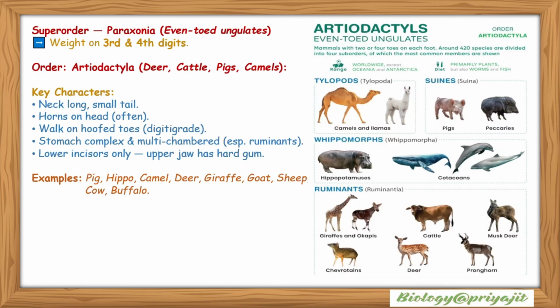Superorder Paraxonia, which is called the even-toed ungulates. Their body weight depends on the third and fourth digits. The order includes Artiodactyla, which includes deer, cattle, pigs, camels, etc. Their key characters include a long neck, small tail, and often horns on the head. They walk on hoofed toes, so they are called digitigrade. The stomach is complex and multi-chambered, especially in ruminants. They have lower incisors only, so the upper jaw has a hard gum. Examples: pig, hippo, camel, deer, giraffe, goat, sheep, cow, buffalo, etc.